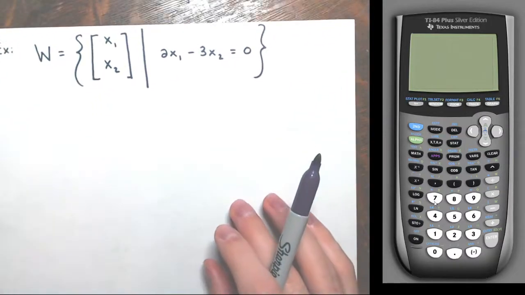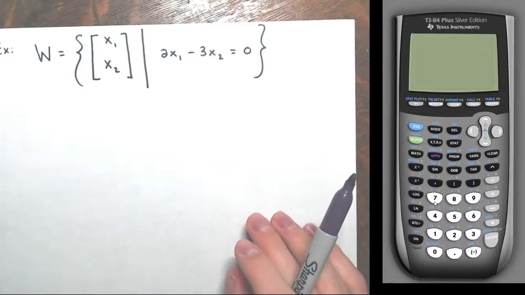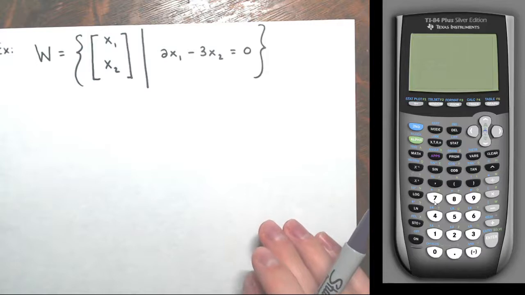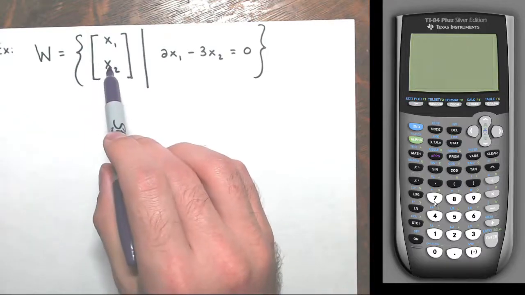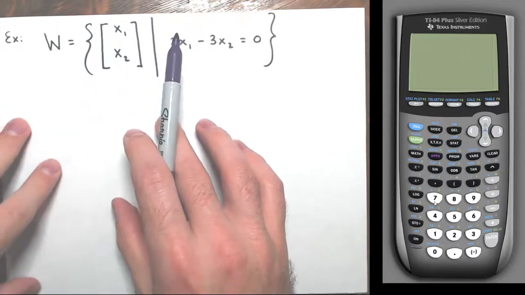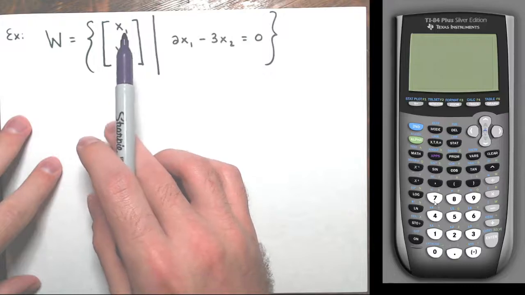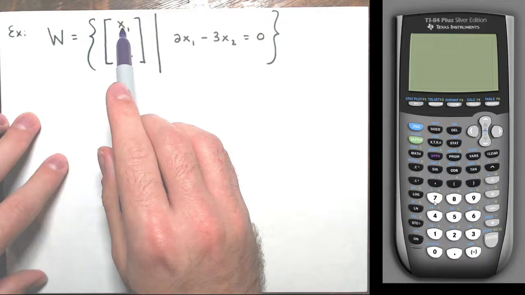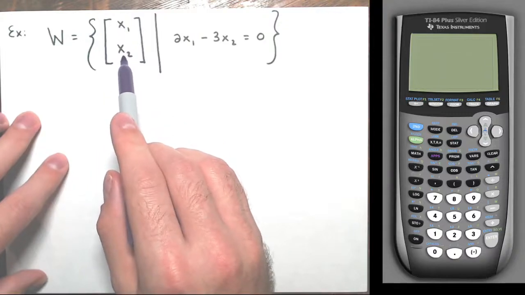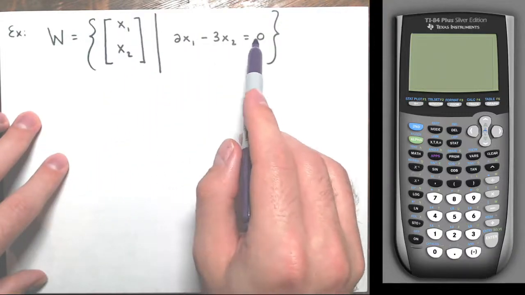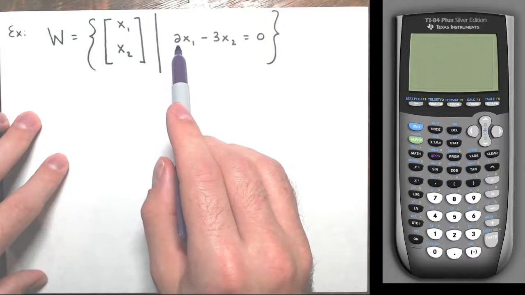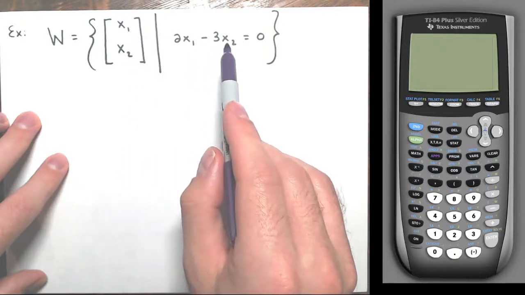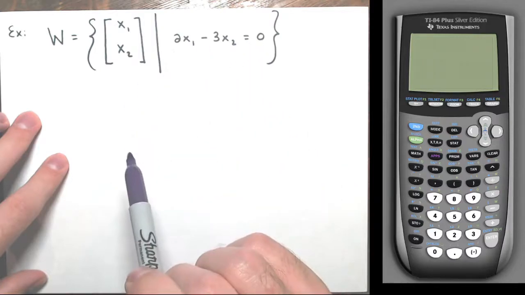Just, vector spaces defined by equations. So here I have a vector space that's another subspace of R2, right? These are vectors from R2 with two components, right? So W equals vectors with components x1 and x2, such that twice the first component minus 3 times the second component must be equal to 0.